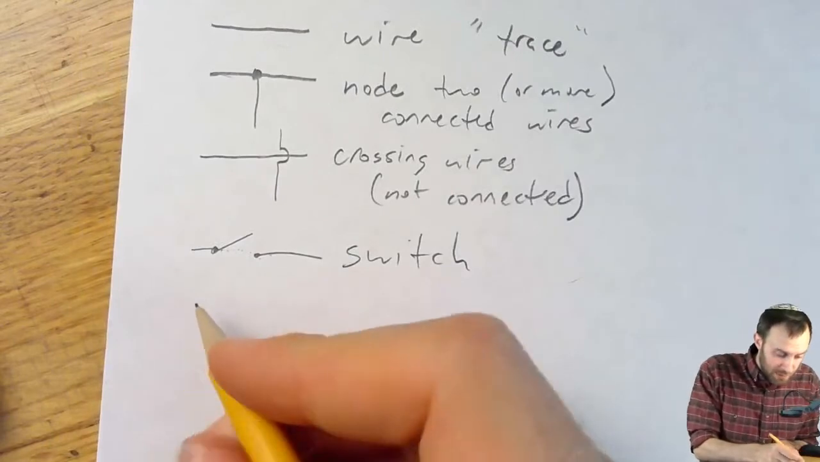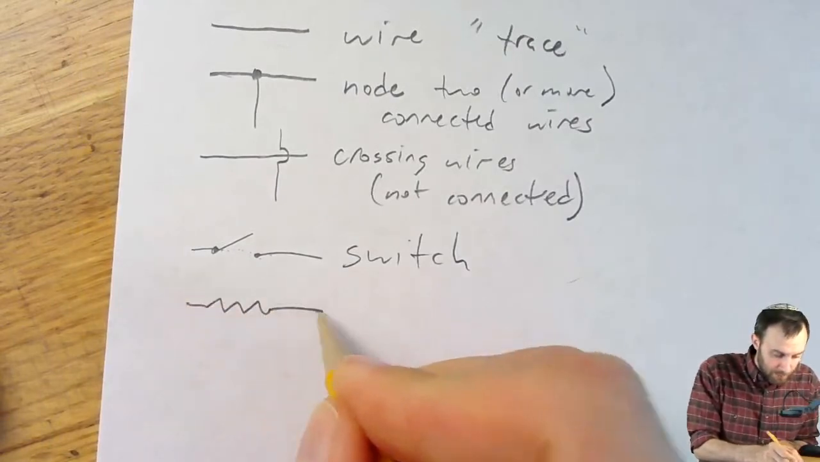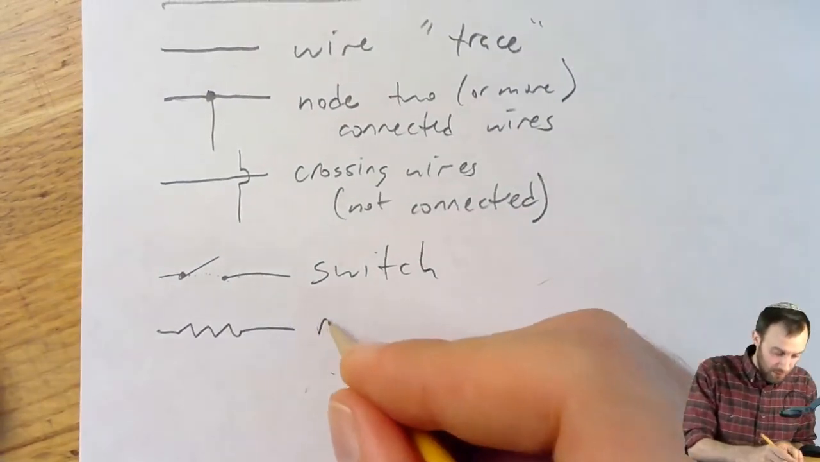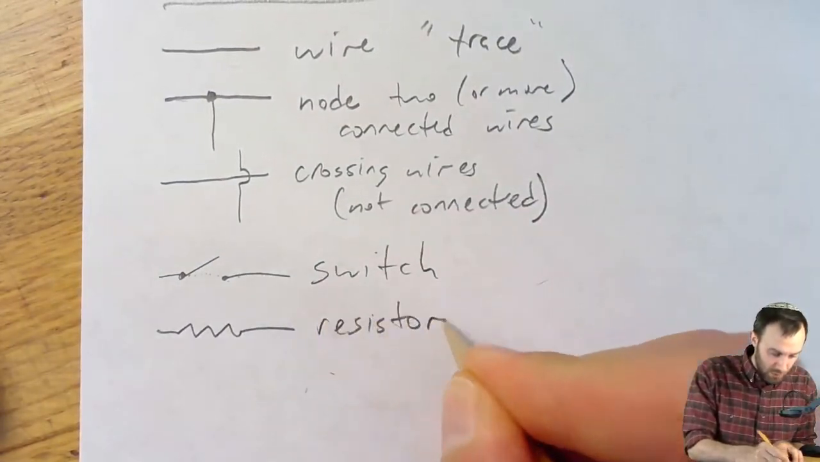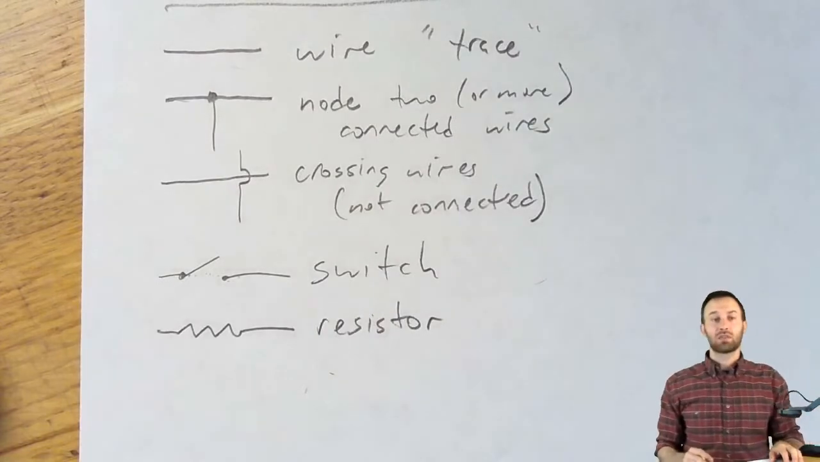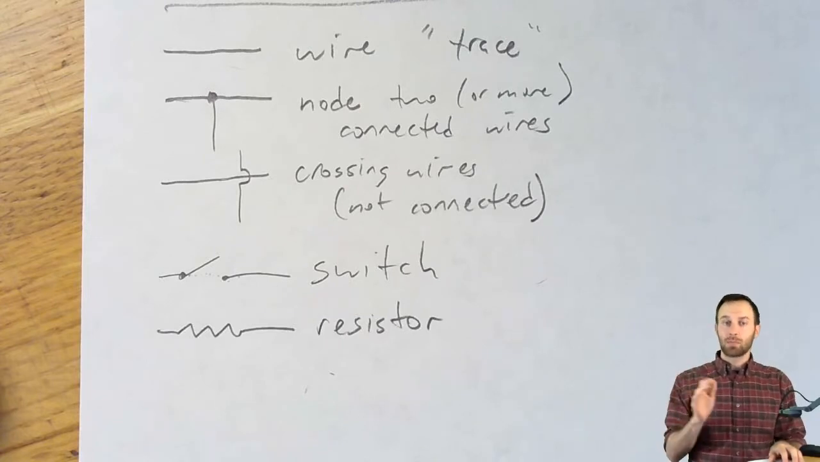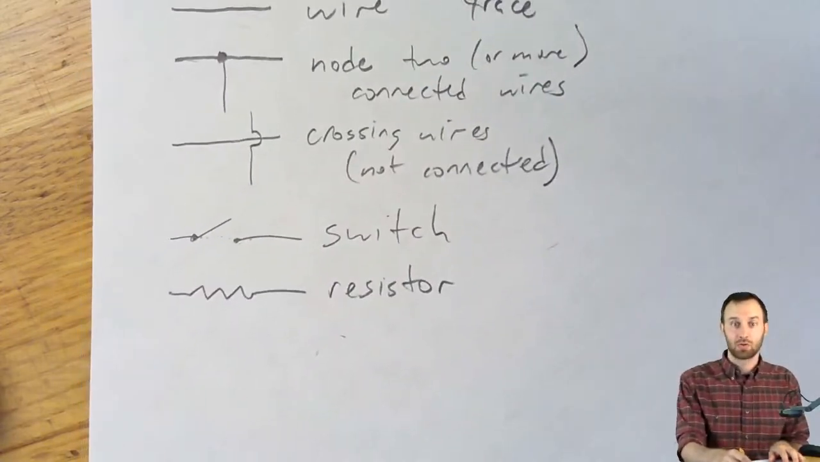Another very important symbol is drawn as kind of a zigzag in the wire. This is a resistor, and exactly what a resistor does, we're going to need to talk about in a bit more detail later when we talk about actually how to design circuits, but for our purposes, let's just say that's how they're drawn schematically.